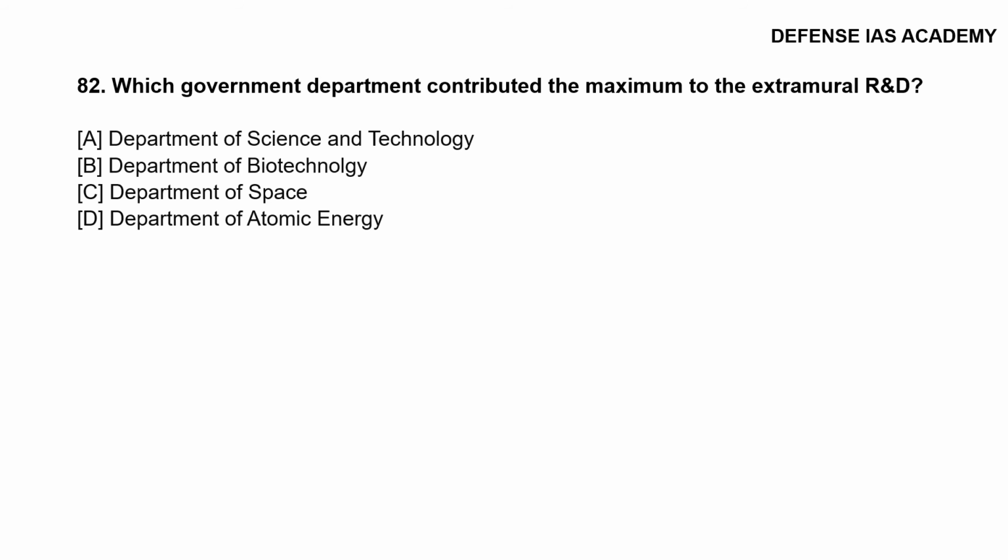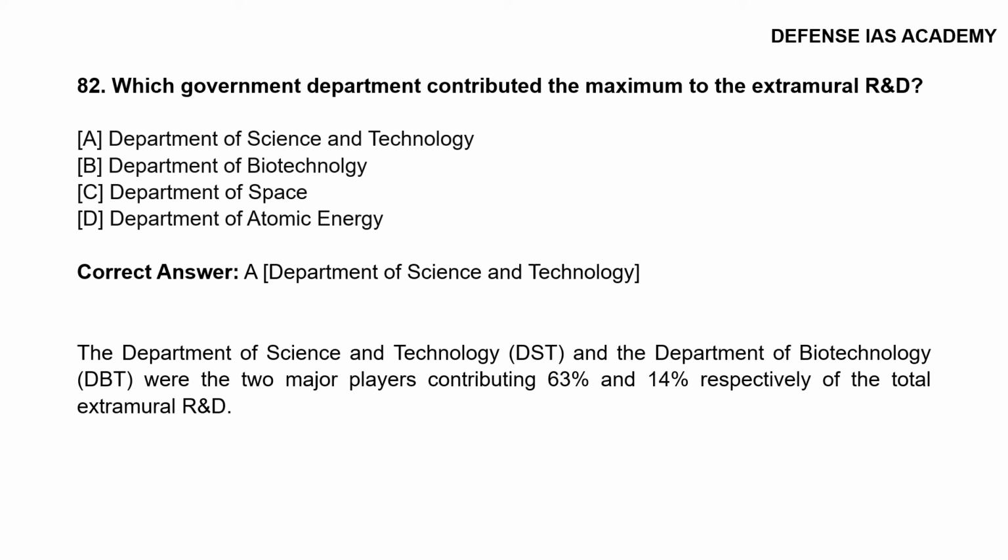Question 82. Which government department contributed the maximum to the extramural R&D? The correct answer is option A, Department of Science and Technology. The Department of Science and Technology, DST, and the Department of Biotechnology were the two major players contributing 63% and 14% respectively of the total extramural research and development.